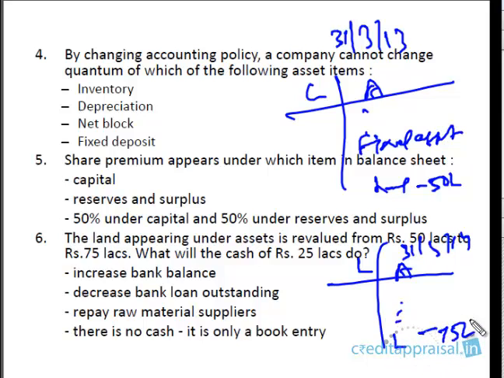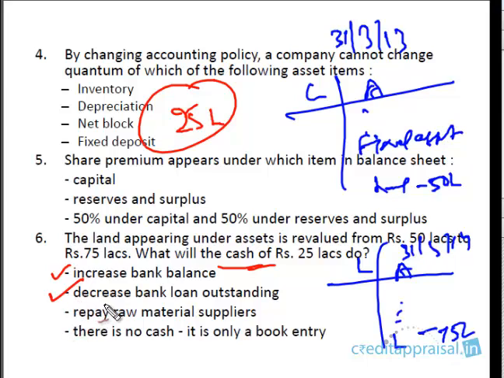This is revaluation, right? So the question asks, this 25 lakhs difference, this 25 lakhs excess cash which the company has received, what will this cash do? Will it increase the bank balance, or will it decrease the bank loan outstanding, or will it help us in repaying the raw material suppliers, or is there actually no cash, this is only a book entry? Which of these answers is correct?